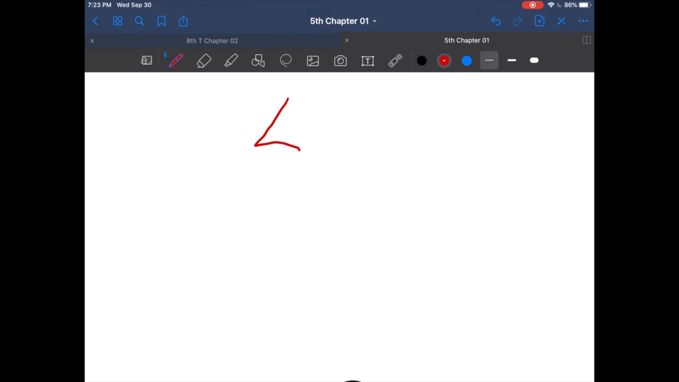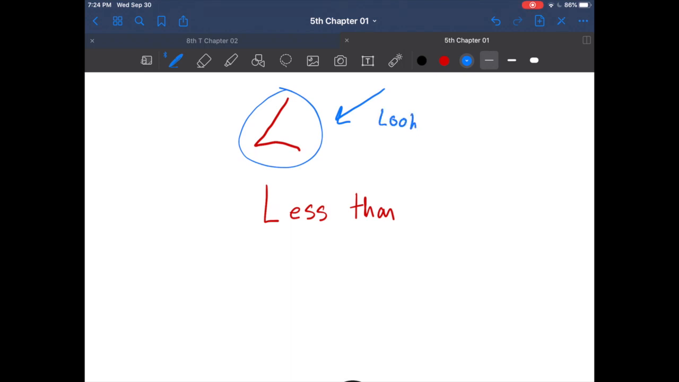If we know this sign, you might have known them as little alligators eating the number that is bigger. One way I like to remember them is this one is called less than. The reason I remember that is because this sign right here looks like a crooked letter L, right? Doesn't it look like a crooked letter L? So this is how we know this is less than.